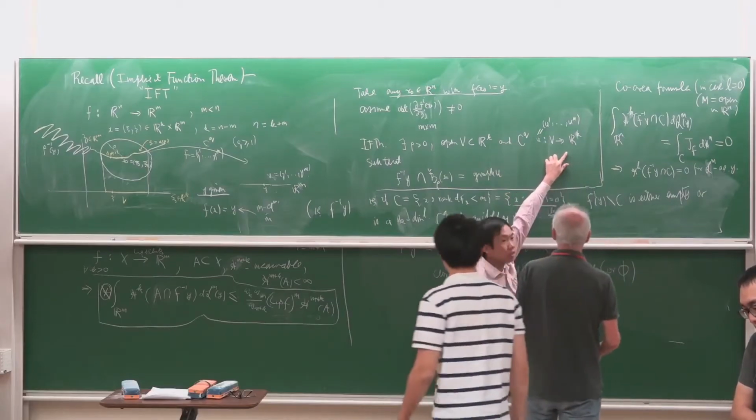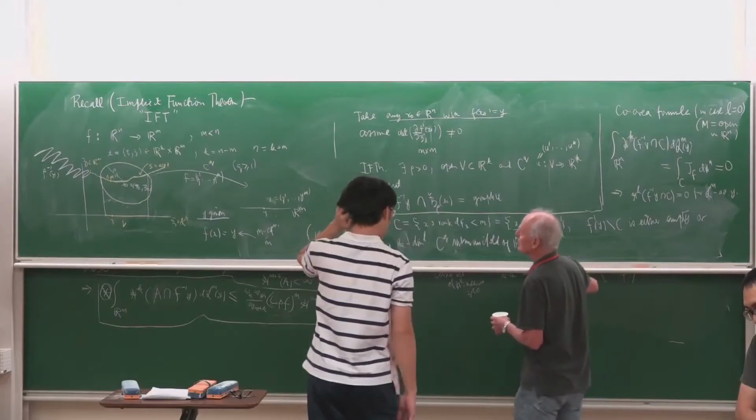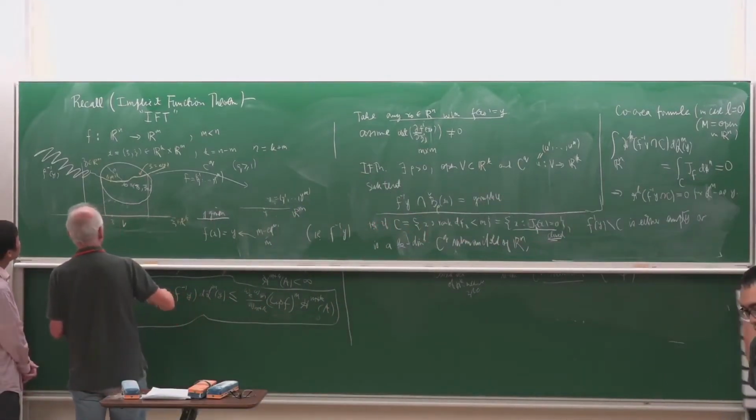Into R^K, but you see the graph. U is in R^K. Oh, right, U is in R^K. Z. Oh, sorry.